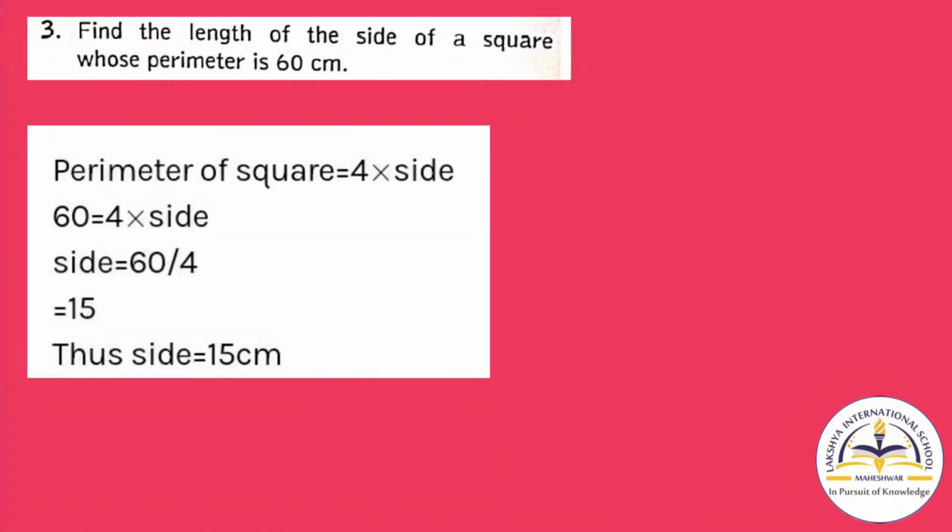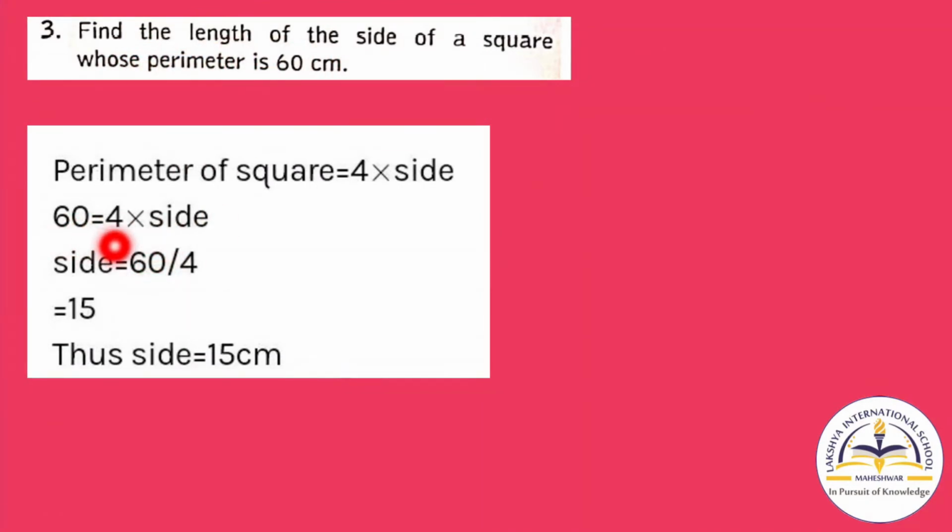Now question number 3, find the length of the side of a square whose perimeter is 60 centimeter. So perimeter of a square, that is 4 into side, that we already studied in the previous concept, that is perimeter of a square equals to 4 into side. Now here the perimeter is given, that is 60. So here we have written 60 equals to 4 into side. Now here we have to find out the length of the side.